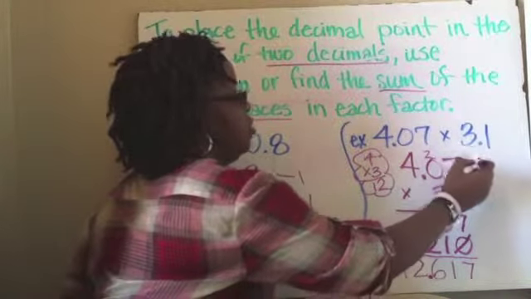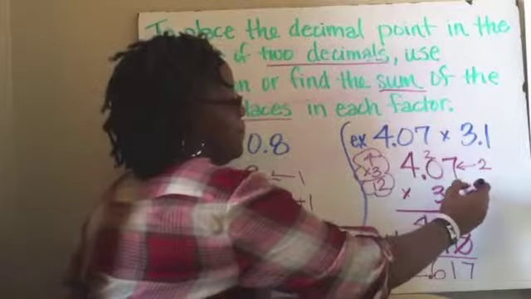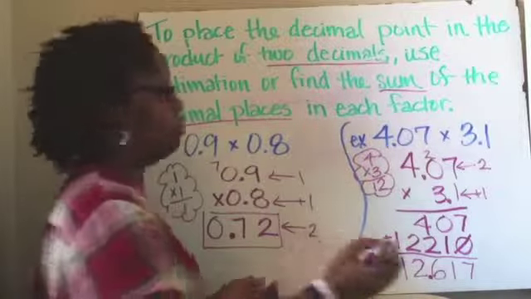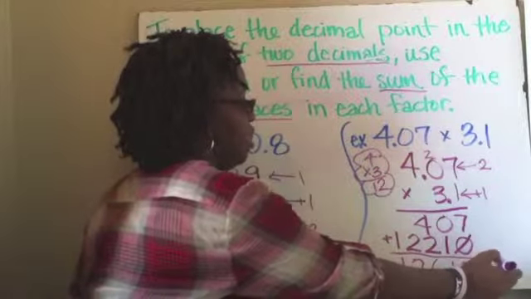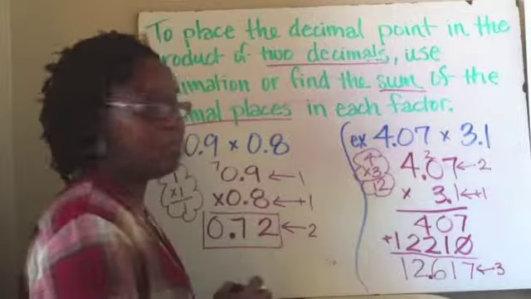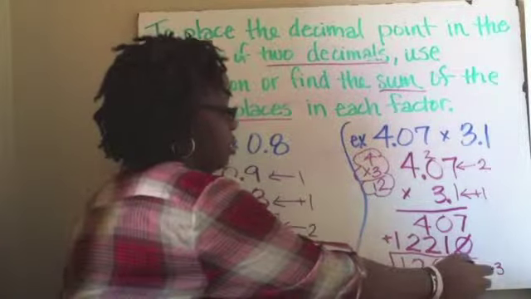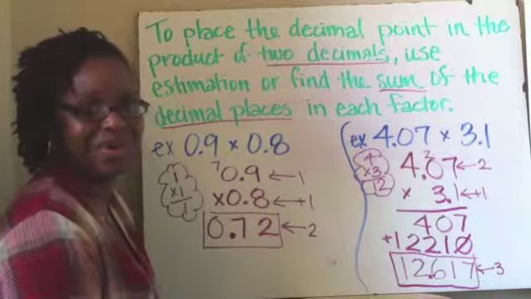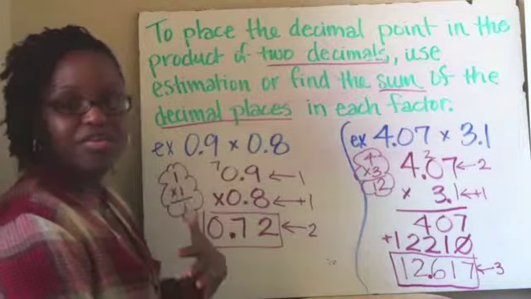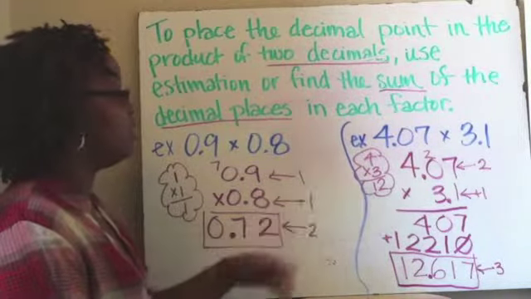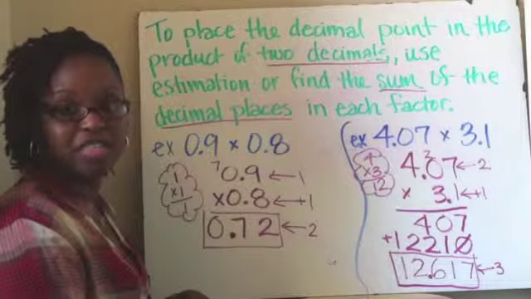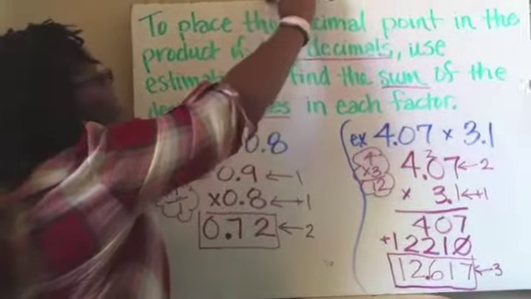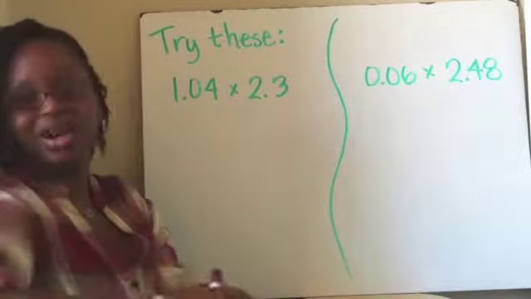Okay? Well, let's check it the other way using the sum of the decimal places. So here, we've got 2 numbers behind the decimal. Here we have 1 number behind the decimal, and we want the sum of those. So 2 plus 1 means I should have a total of 3 numbers behind the decimal in my product, which I do. So my product is 12 617 thousandths. All right? So multiply like you normally would. Then you can either use estimation or find the sum of your decimal places to find where your decimal point should go.